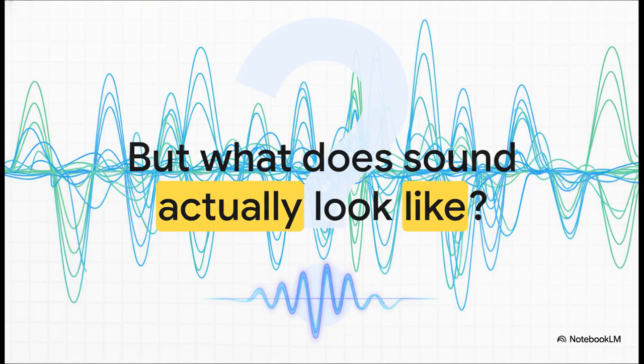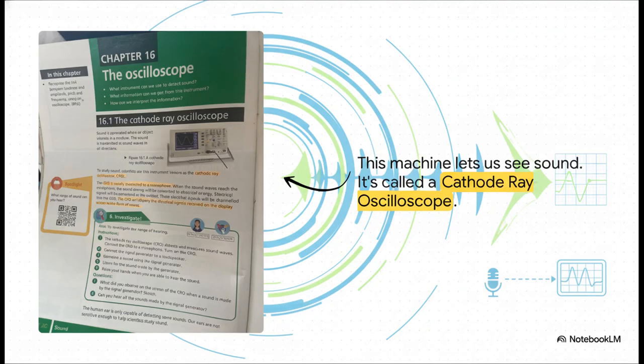So that's the big question, right? How in the world do you take something you can only hear and turn it into something you can see, something you can measure? Turns out the answer lies in a pretty cool piece of tech. And here it is. This machine is what makes all the magic happen. It's called a cathode ray oscilloscope, or much easier, a CRO.